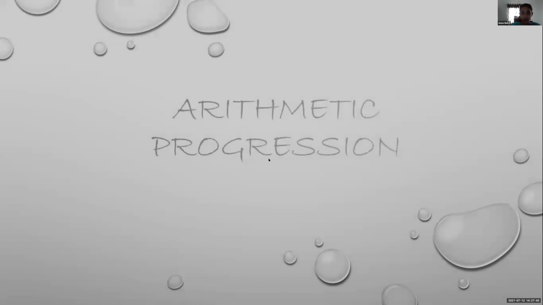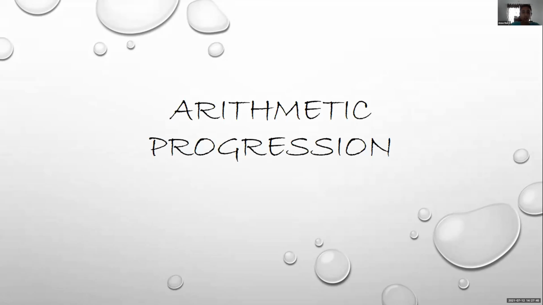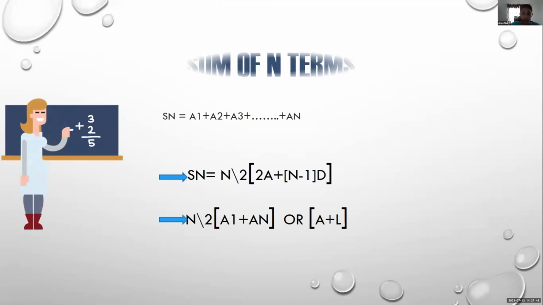So, good morning to all. I'm here to take a seminar on the chapter arithmetic progression on the topic sum of n terms. So, we all know that the sum of n terms means the sum of the arithmetic series given in the question, that is a1 plus a2 plus a3 till the last term. And we have two equations to find the sum of n terms, that is n by 2 into 2a plus n minus 1 into d, and n by 2 into a1 plus an, or a plus l.